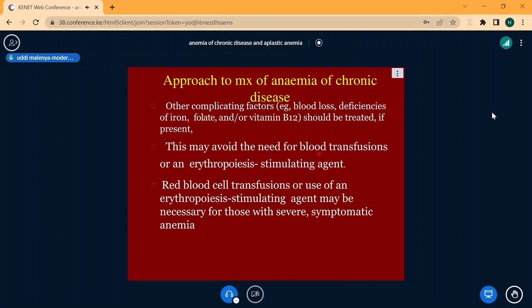Or you may use erythropoiesis stimulating agents such as EPO, right? If a patient has chronic kidney disease, because the kidney produces erythropoietin, you may need to give erythropoietin. If a patient comes with severe anemia, you may first need to transfuse that patient, and then continue giving erythropoietin to stimulate the bone marrow to produce red blood cells so that it can keep on producing its own blood cells.